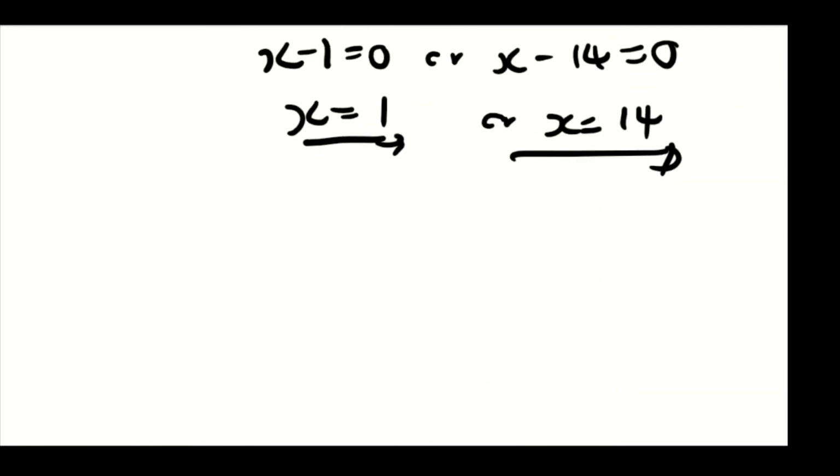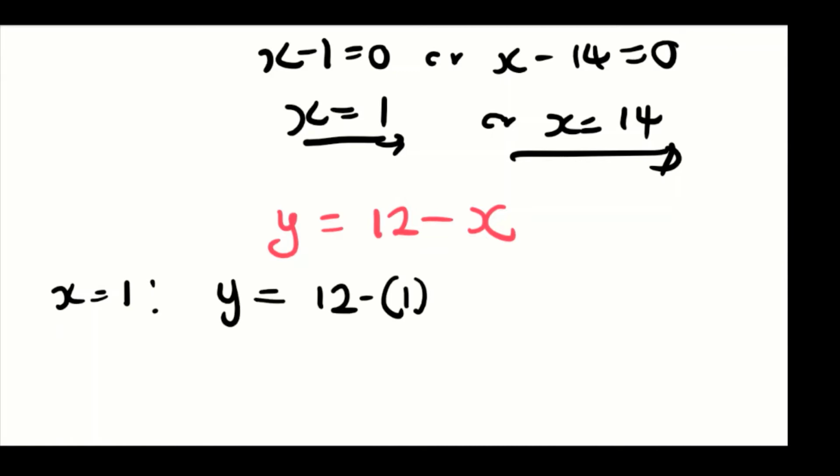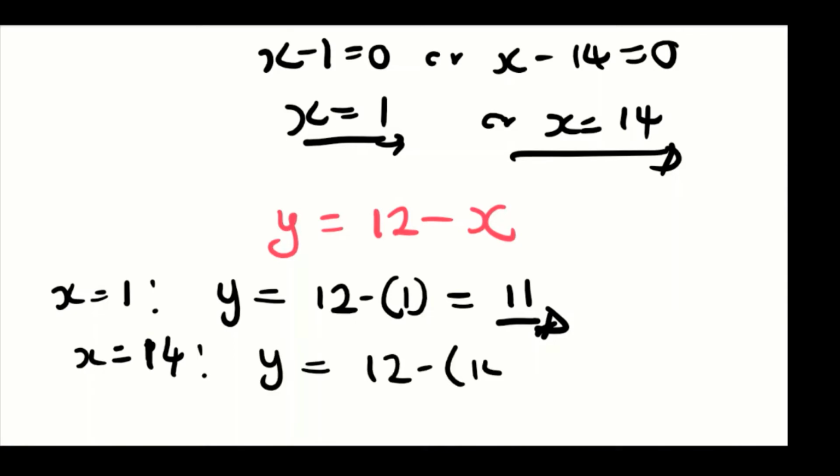Now let's find solutions of y. Remember that y is our third equation, which is equals to 12 minus x, right? So when x is equals to 1, our y value is equals to 12 minus 1, which is equals to 11, right? So when x is equals to 14, our y is equals to 12 minus 14, which is equals to minus 2. So these are our solutions of x and y.